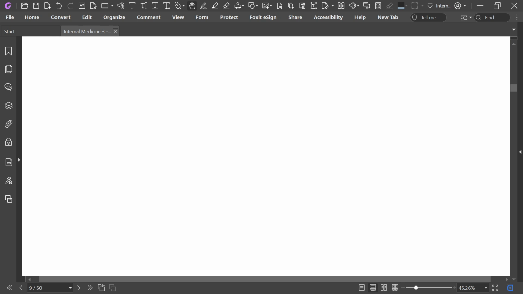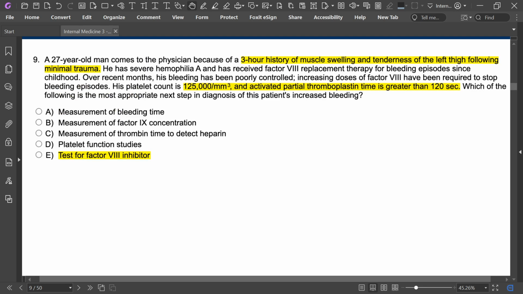The other option is the measurement of the bleeding time. Why are we doing bleeding time? Bleeding time is a measure of platelet function and is used in the diagnosis of platelet disorders like thrombocytopenia, von Willebrand disease, disseminated intravascular coagulopathy, Bernard-Soulier syndrome, and Glanzmann thrombasthenia.